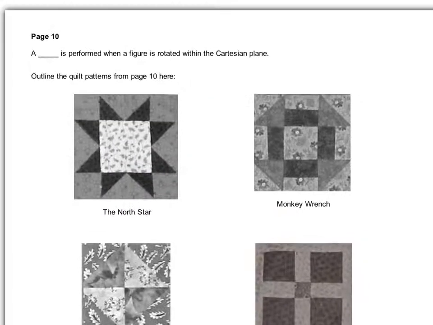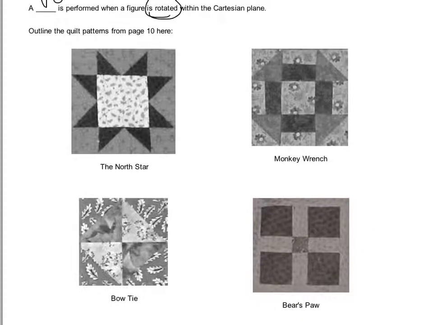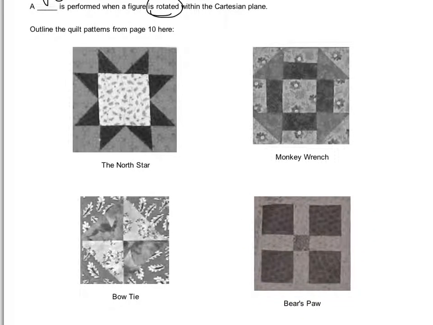And one type of transformation is a rotation. So rotation is performed when a figure is rotated within the Cartesian plane. So here you see some examples of rotations. If you look at this triangle here, this is rotated to here and here and here. And then this rectangle is rotated from here to here and here to here. And that's how you create the shape.